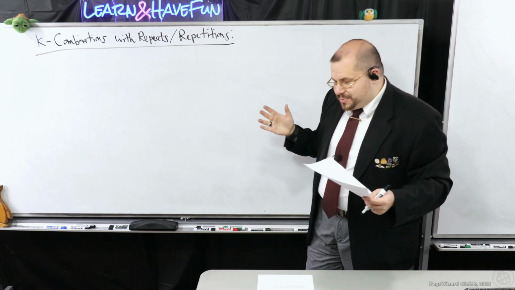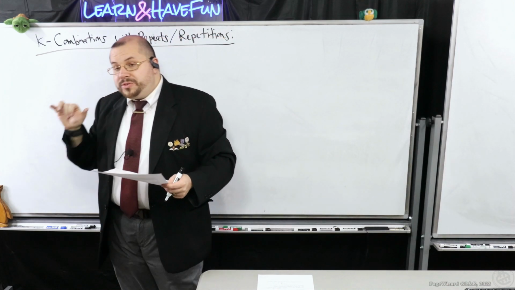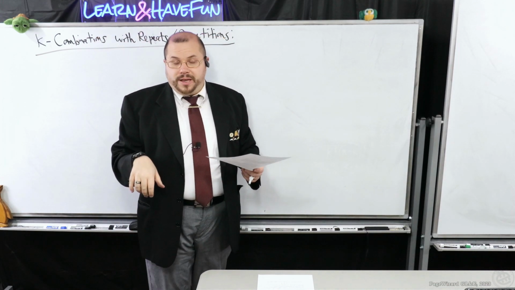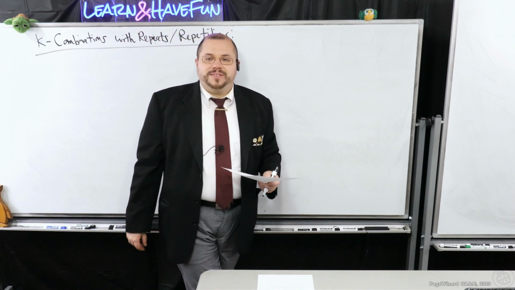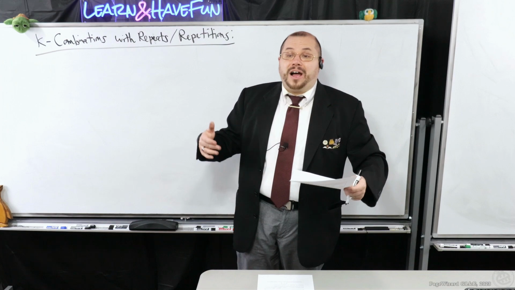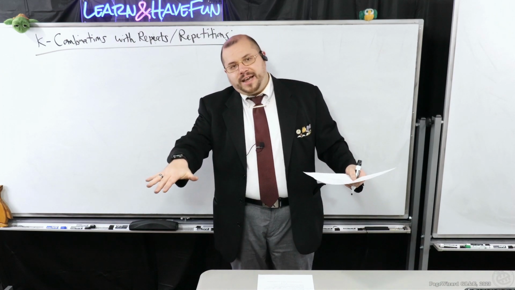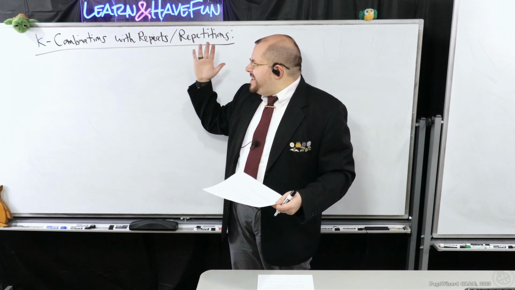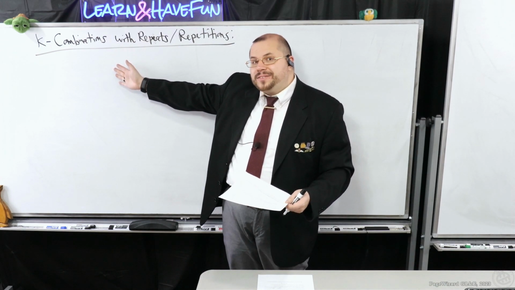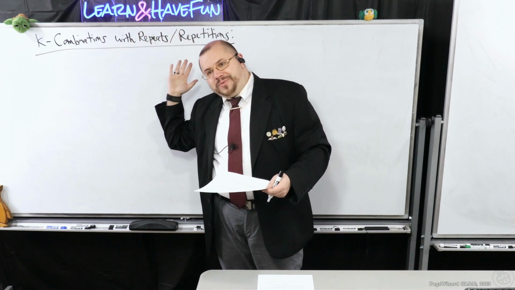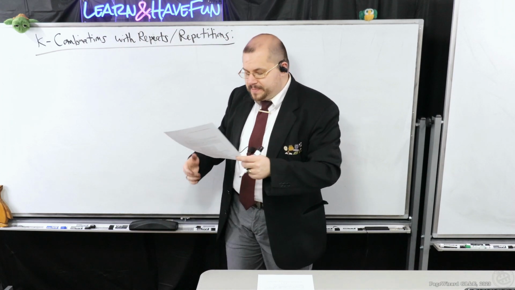Remember, as I just previously stated, in permutations we care about the order they are in. In combinations, we do not care about what order the elements appear because we're considering subsets of a given set of size k. Now, in the case of k combinations, we forbid repeated elements. Now we're going to see what happens if we allow that to be the case.